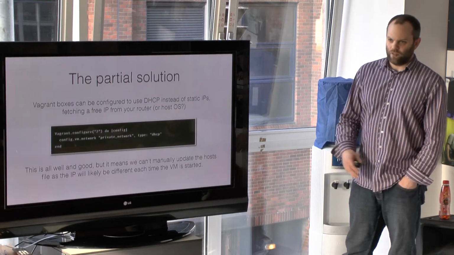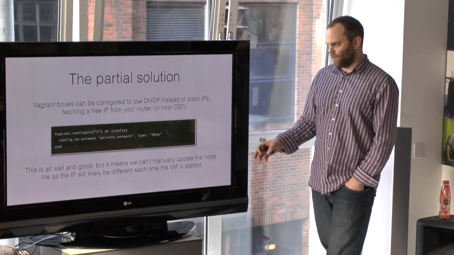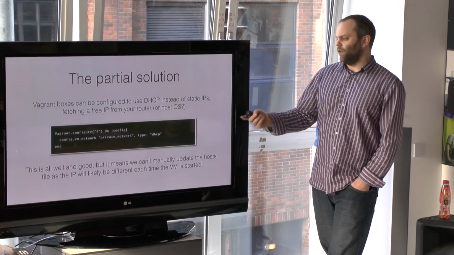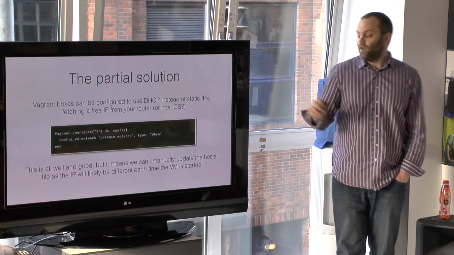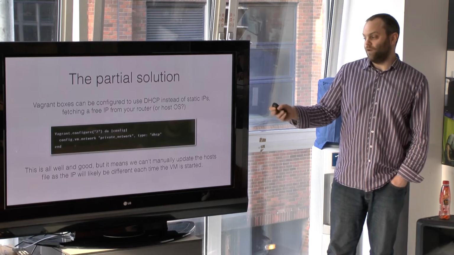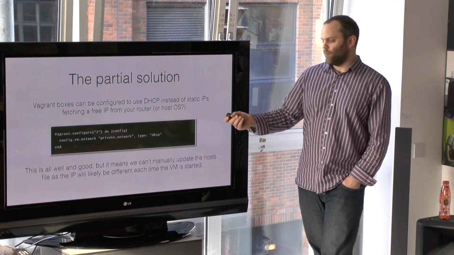Partial solution to this here, okay, is to use DHCP instead of static IPs. So what this will do is, instead of you actually specifying an IP address in your Vagrant file, this will tell Vagrant to fetch an IP from your router or your host operating system.